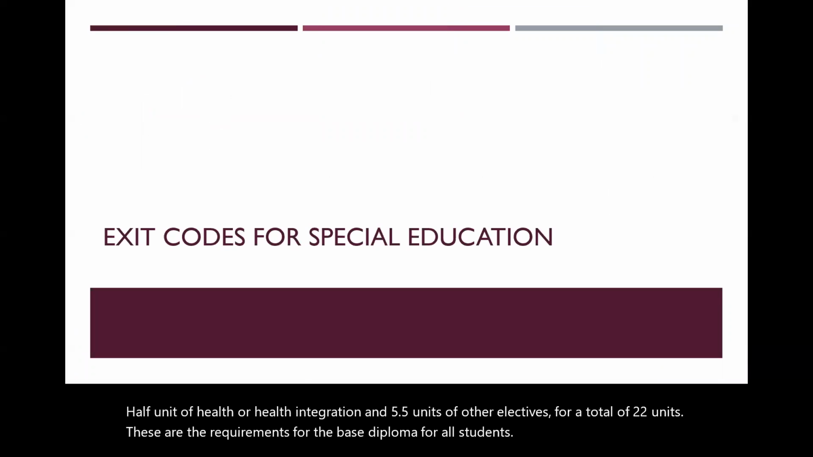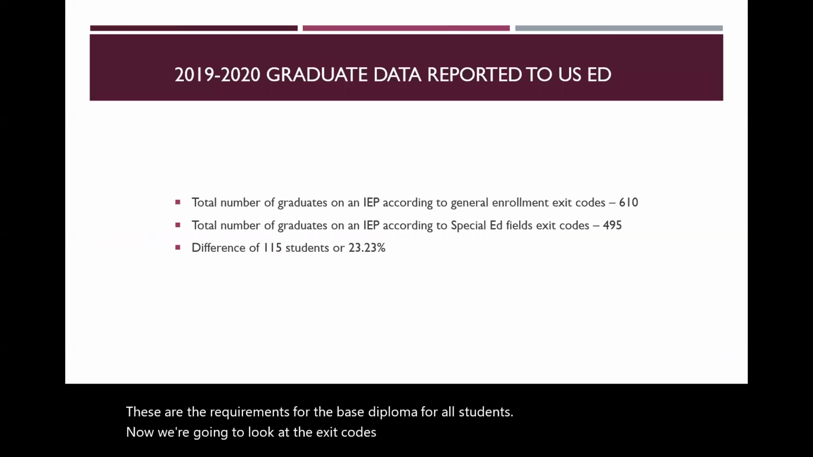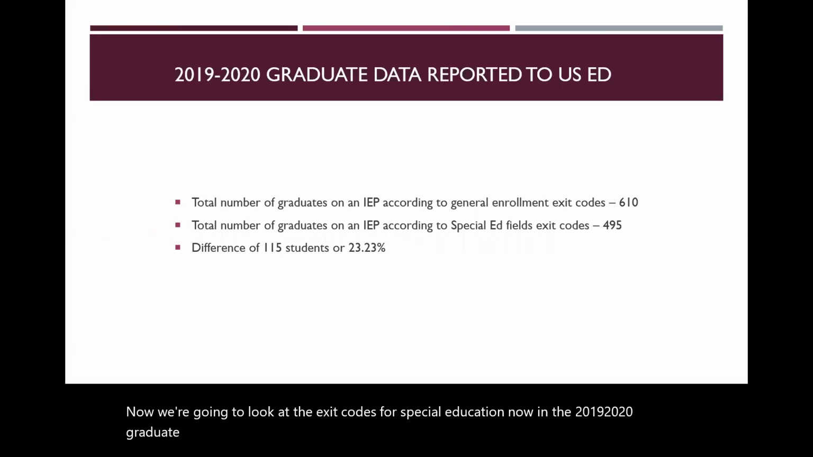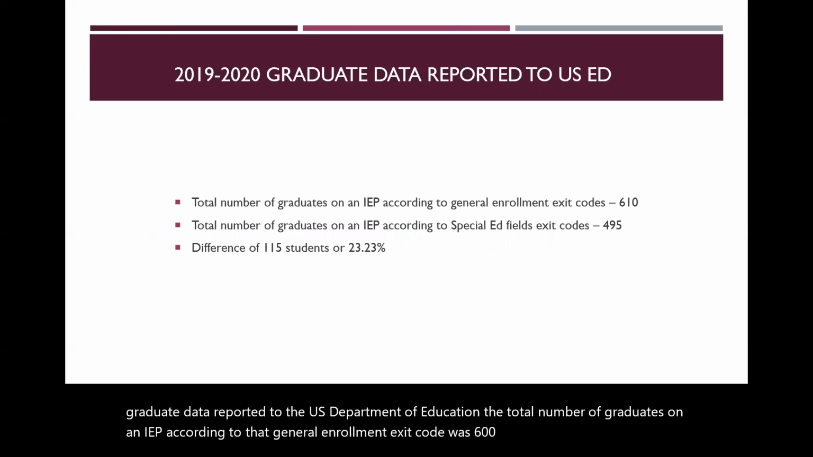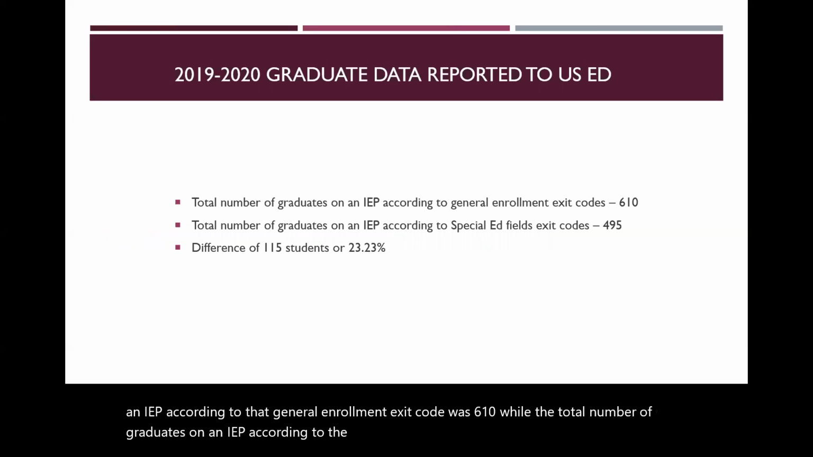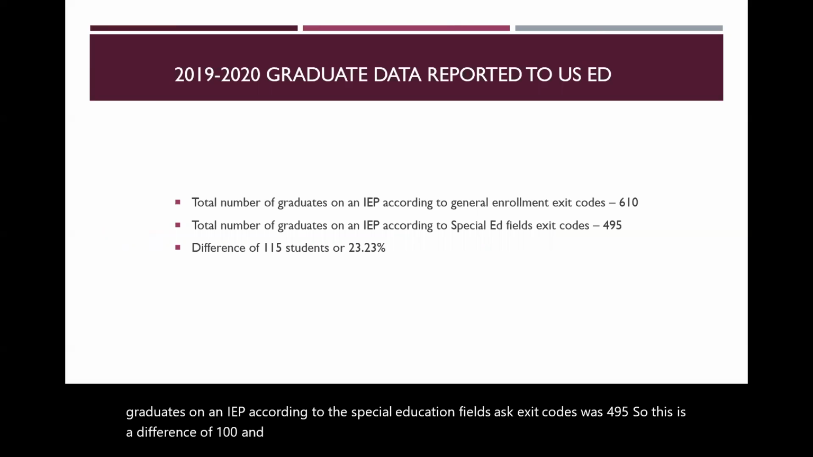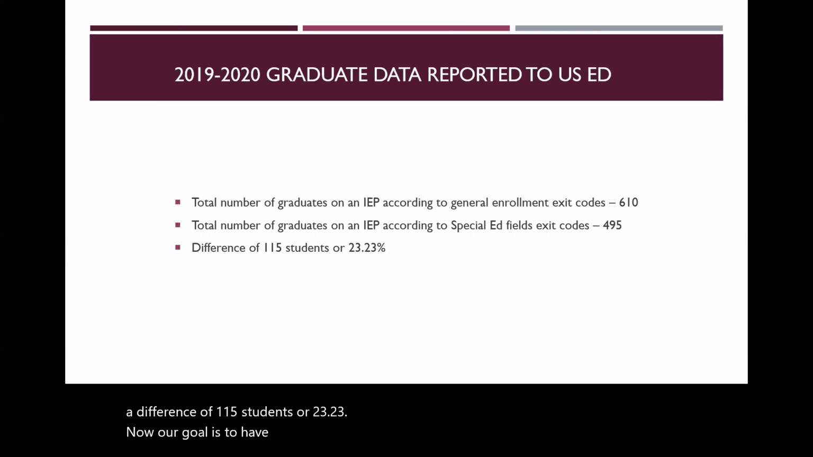Now we're going to look at the exit codes for special education. Now, in the 2019-2020 graduate data reported to the U.S. Department of Education, the total number of graduates on an IEP, according to that general enrollment exit code, was 610, while the total number of graduates on an IEP, according to the special education field's exit codes, was 495. So this is a difference of 115 students, or 23.23%. Now, our goal is to have these two numbers match.